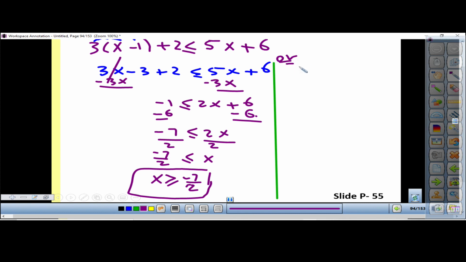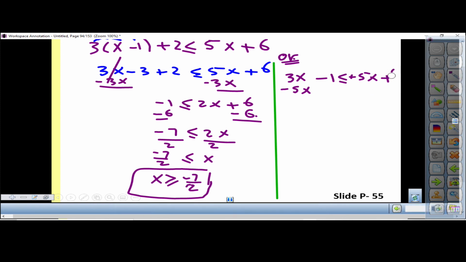Okay, well, that's fine. It just means you're gonna end up with a negative. So in this case, you said, okay, you know what? I'm not going to subtract the 3 x's. I'm going to subtract the 5 x's from both sides. Sure. So that's 3x minus 5x minus 1 less than or equal to 5x plus 6. And you just said that's what you chose. You chose to do plus 6 here. You chose to subtract the 5 x's. Sure.